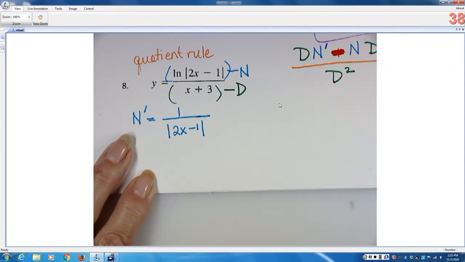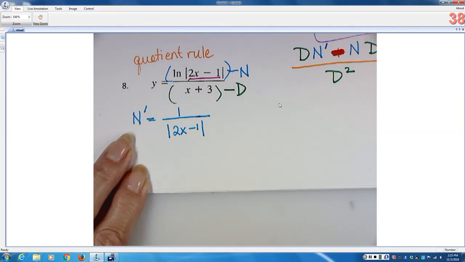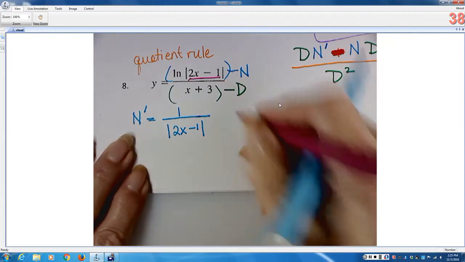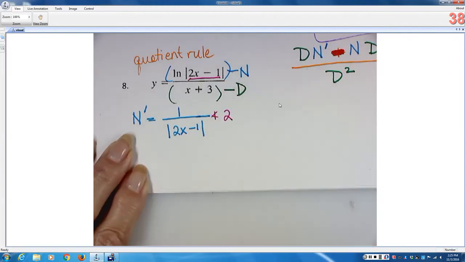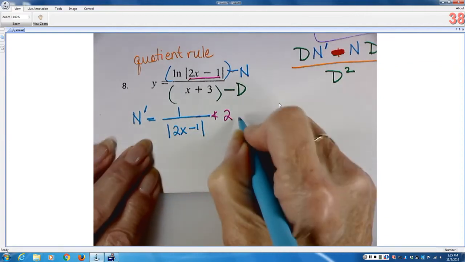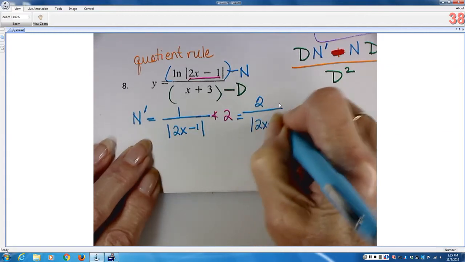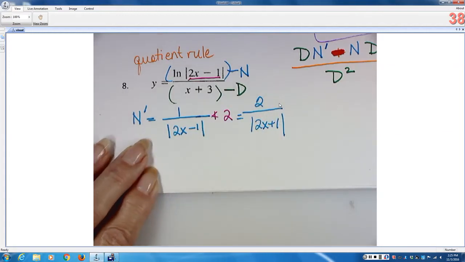And then we need to take the derivative of what is inside those absolute value bars. And the derivative of 2x is 2. And that is much easier when we get ready to use it to write it as 2 over the absolute value of 2x plus 1. That way you don't have to write two things and use a couple sets of parentheses.